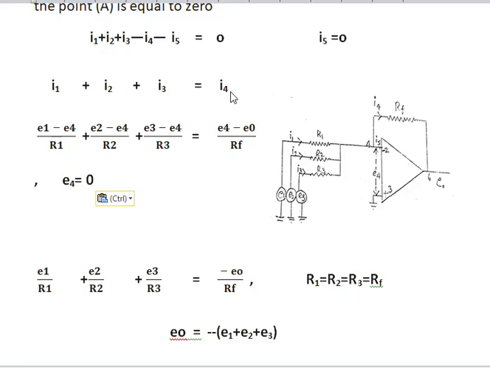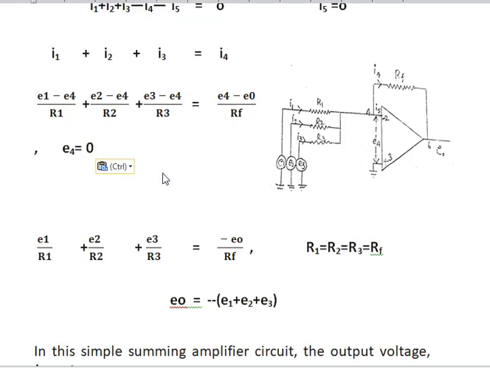And the current I4 passing through the feedback resistor is taken as the potential difference between the two end points, here E4, here E output: E4 minus E output divided by the feedback resistor RF. Here the voltage E4 is 0. So applying 0 here, we get E1 by R1 plus E2 by R2 plus E3 by R3 is equal to minus E output by RF.